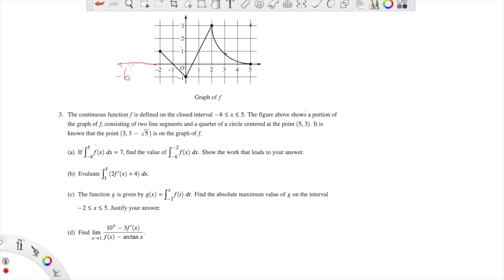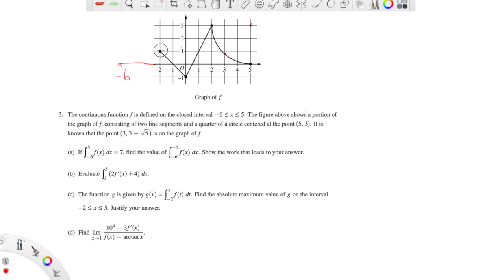So basically, to find the integral from -6 to -2, we take the entire integral, which they give us as 7, and then subtract the portion they're actually showing us. And so we have to find the integral of this graph. That's going to be this tiny triangle, this tiny triangle, this tiny triangle, this larger triangle, and then the area under the circle. So let's go ahead and section that out just so it's easy for us to see.